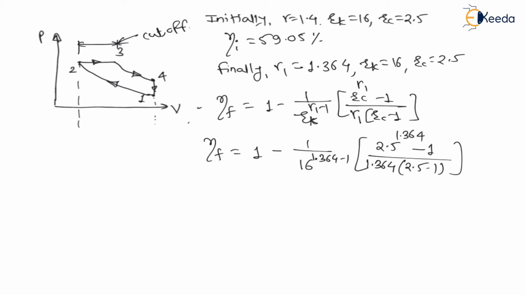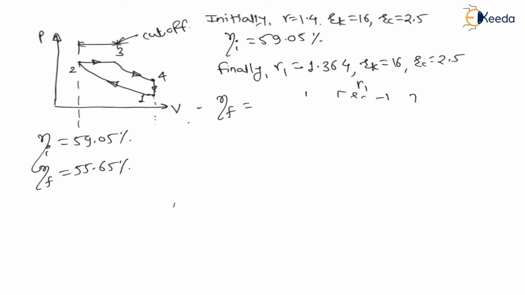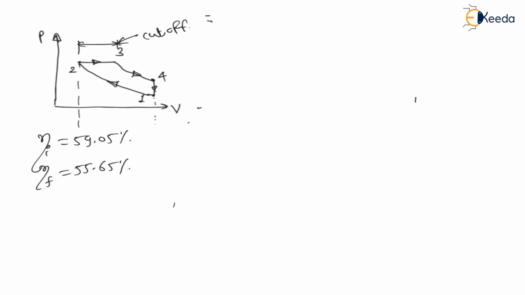Now let us simplify this, and if I find this final efficiency, you will get 0.5565, which is nothing but 55.65%, right? This is the final efficiency. So my dear students, we got two values, initial efficiency and final efficiency. Initial efficiency for the cycle is 59.05%, and final efficiency for the cycle is 55.65%. Now they are asking what is the percentage decrease in efficiency, right? Here the question is to find the percentage decrease in efficiency, not the final efficiency or initial efficiency, right?